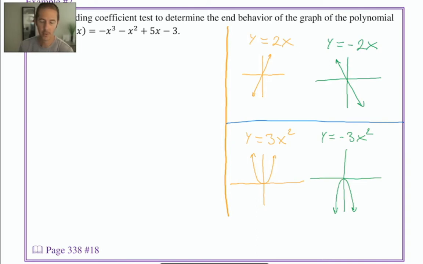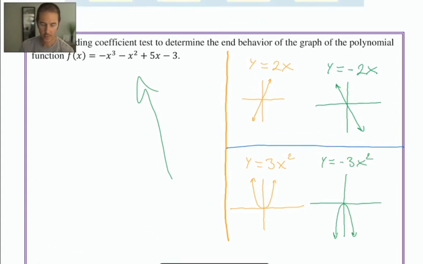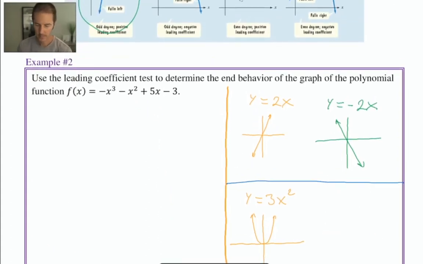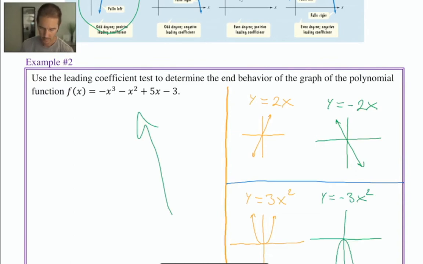And it doesn't matter how long of a polynomial you've got, in order to determine the end behavior, the only thing you have to look at is the first term, or if they've been shuffled around, you better find the term with the largest exponent. That's the one that we need to examine in order to draw conclusions about end behavior. So let's draw some conclusions about the end behavior of this function in example number 2.